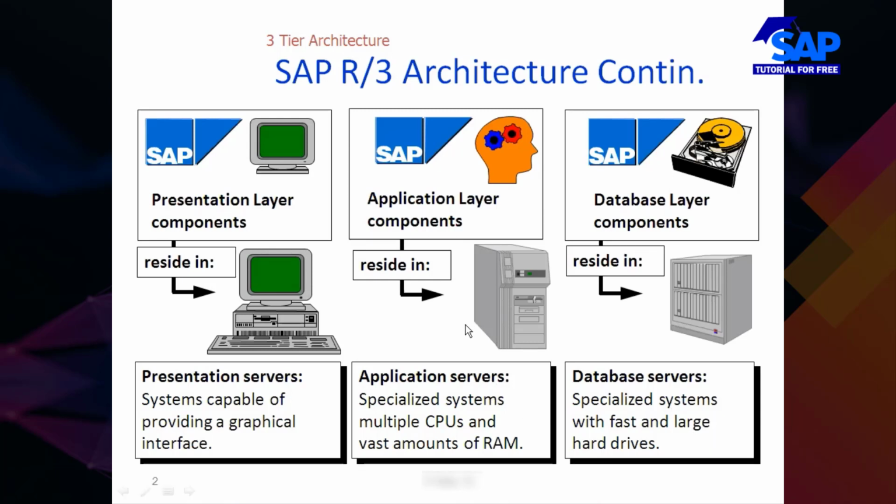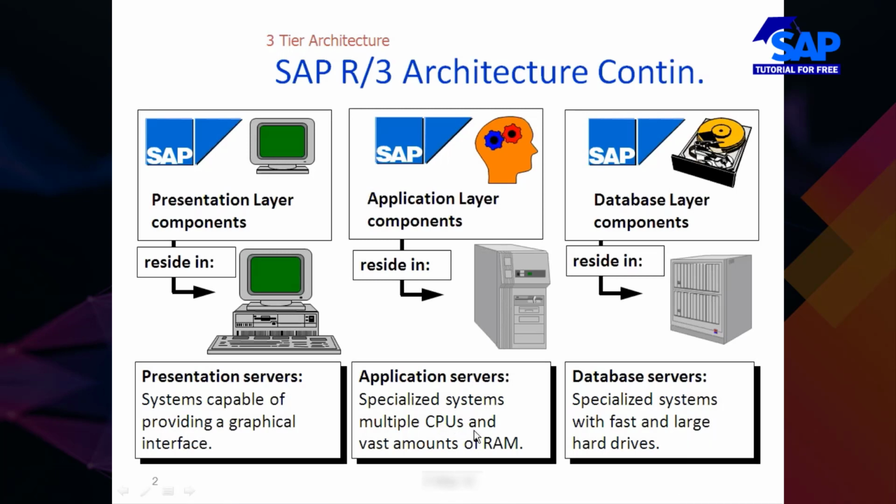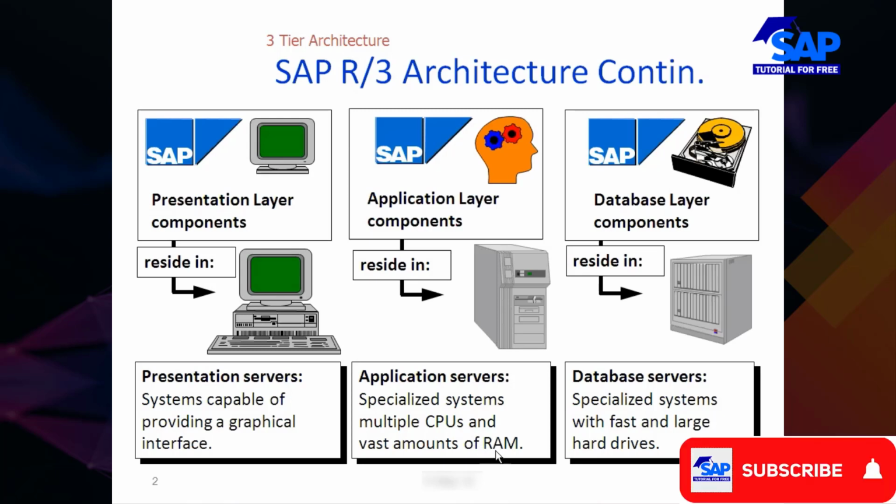Because the application server has to process a huge amount of data, that is the reason they are specialized systems processing data, with multiple CPUs and vast amounts of RAM. Why do you require multiple CPUs? Can anybody tell me? Any number of CPUs, various varieties. Correct, sir. Number of CPUs is correct, but why do we require that many CPUs?